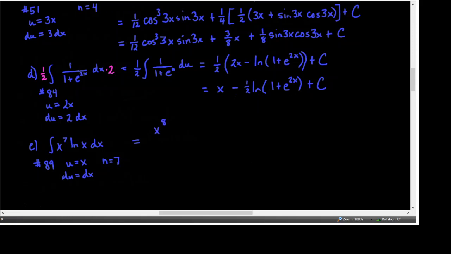And so this is equal to x to the 8th over 8 squared times the opposite of 1 plus 8 ln of x plus c. So that simplifies to be 1/64 x to the 8th times -1 plus 8 ln of x plus c.